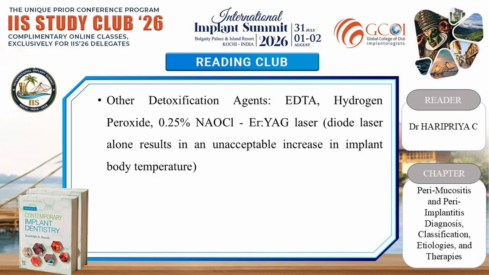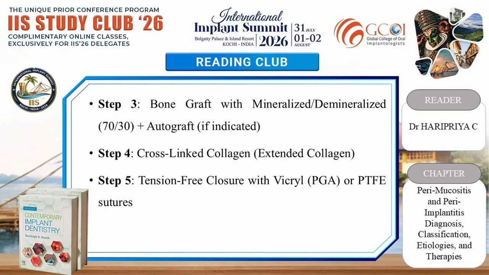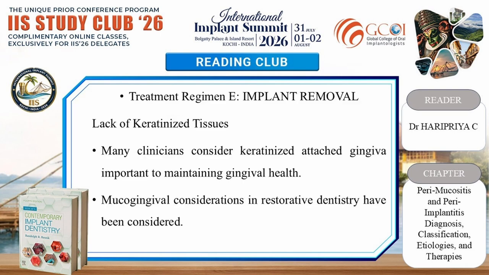Other detoxification agents are EDTA, hydrogen peroxide, 0.25% hypochlorite, and erbium YAG laser; a diode laser alone results in an unacceptable increase in implant body temperature. Step 3: bone graft with mineralized or demineralized, that is 70 by 30, plus autograft if indicated. Step 4: cross-linked collagen. Step 5: tension-free closure with Vicryl or PTFE sutures. Treatment regimen E: implant removal.